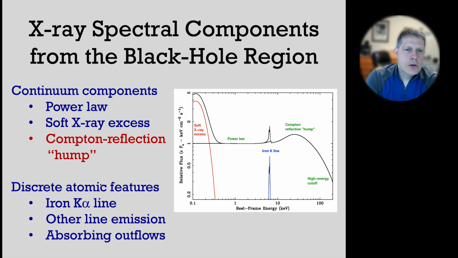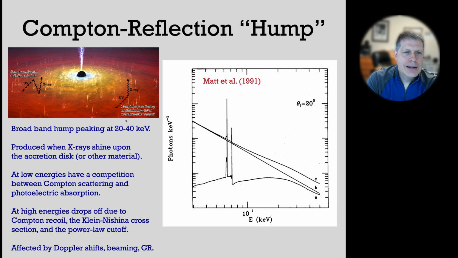And then our final continuum component is the so-called Compton reflection hump, this broadband hump observed up here, peaking between, of order, 20 and 40 keV or so. Well, you can probably guess from the name that it's going to have something to do with Compton reflection, whatever that may be. And so we'll talk about that now. Okay, so to talk about that, we're going to go back to our little diagram here, which I've showed previously. And now I want to talk about this little process over here, which thus far I have not discussed.